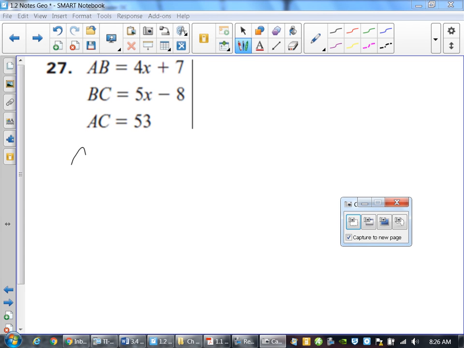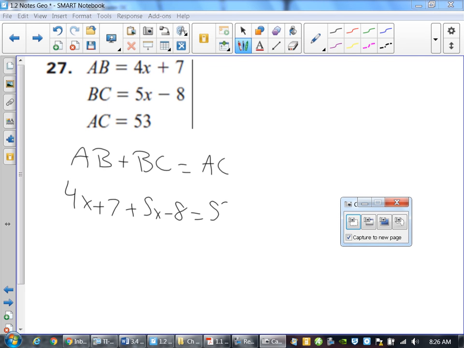So again, we know it's AB plus BC has to equal AC. And also, what's nice if you look at the letters, even if you didn't know that B was in there, doesn't it kind of have to be between them? The way the lettering is written out, it's going to have the whole thing. So we have 4x plus 7, plus 5x minus 8, and 53. 4 plus 5 is? 9x minus 1.